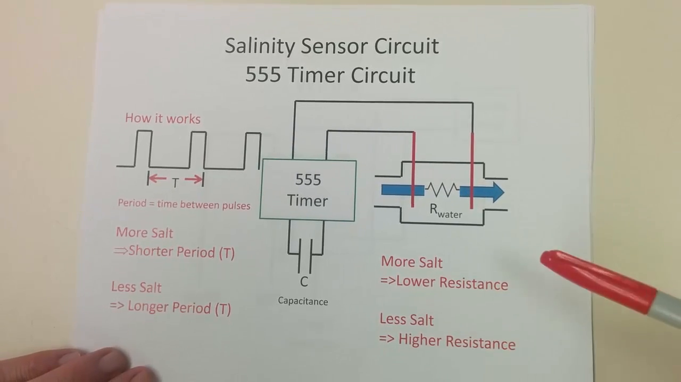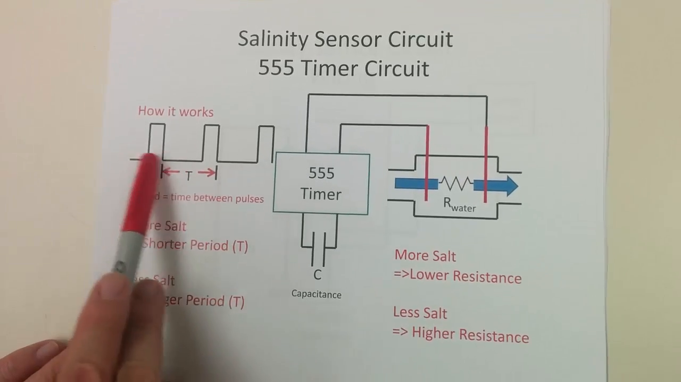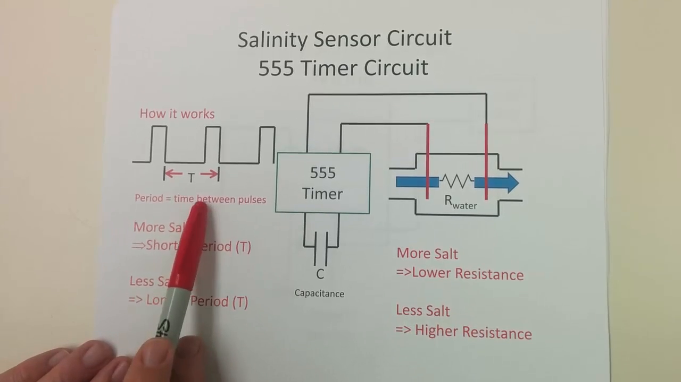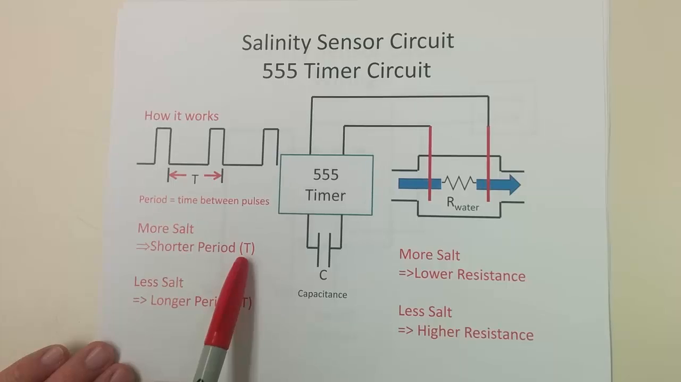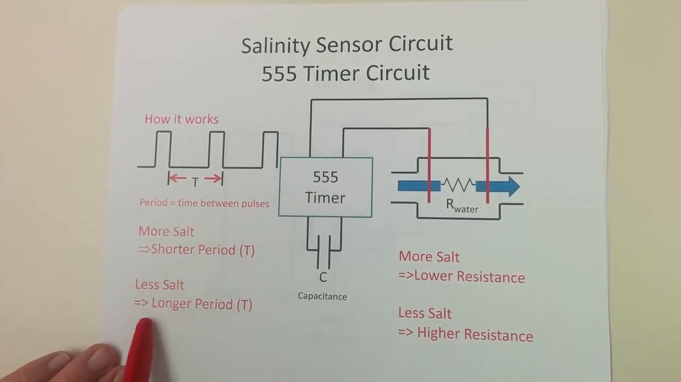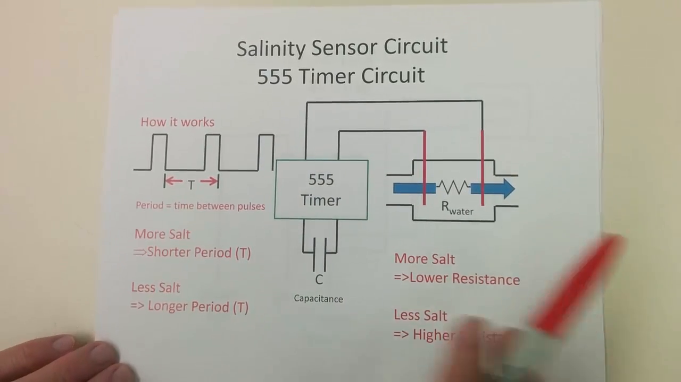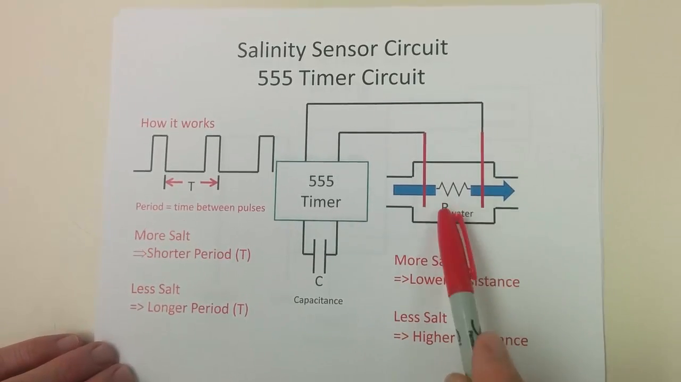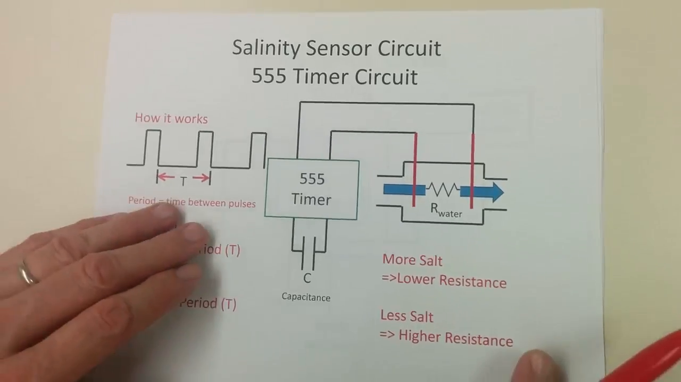Less salt, higher resistance. Similarly, when you're thinking about the period of these pulses, which is what we'll be measuring, it's the time between the pulses. So more salt, we get a shorter period, a faster pulsed waveform. Less salt, a longer period, fewer pulses. So this is our key circuit. It'll be already assembled for you, but we want you to understand we're taking advantage of an electrical property to measure the salinity of our water system.